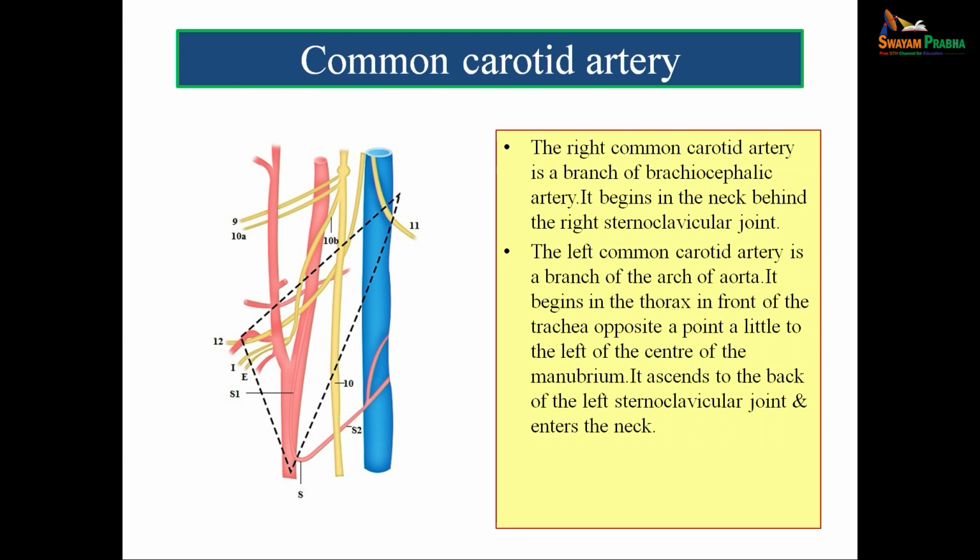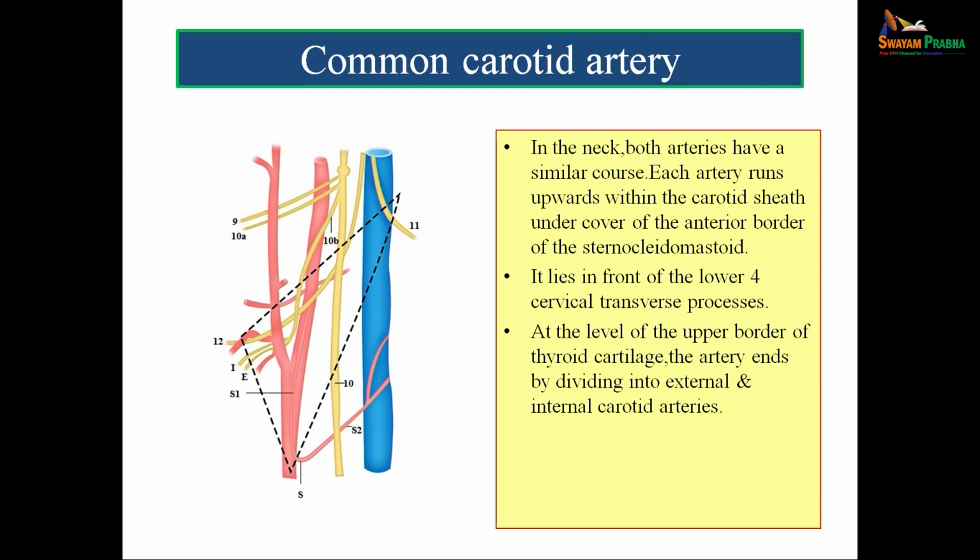The left common carotid artery begins in the thorax in front of the trachea, opposite a point a little to the left of the center of the manubrium. It ascends to the back of the left sternoclavicular joint and enters the neck. So that is about the left common carotid artery. Now in the neck, both arteries have a similar course. Each artery runs upwards within the carotid sheath under cover of the anterior border of sternocleidomastoid. At the level of the upper border of thyroid cartilage, that is at the junction between C3 and C4 vertebra, the artery ends by dividing into external and internal carotid arteries.